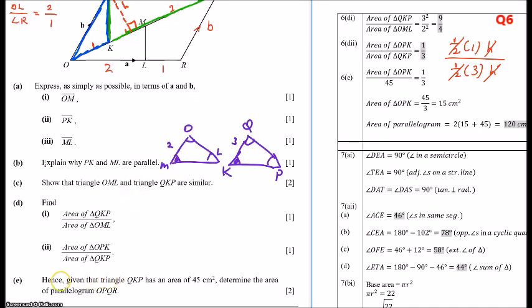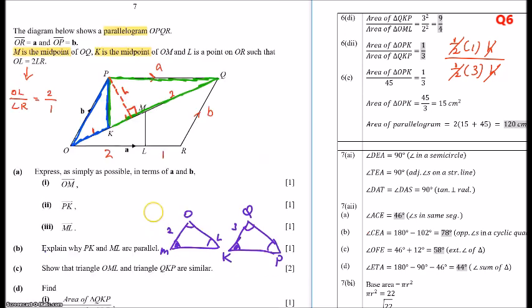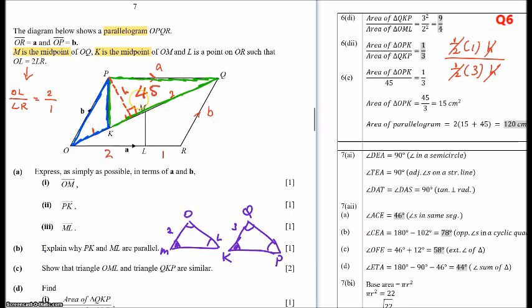Given this triangle QKP has area 45, determine the area of the whole parallelogram. So QKP, where is QKP? Let's go back here. QKP, okay, so this is the green triangle. So this is 45 cm square. We already know that the ratio between these two is 1 to 3, right? Which means that this is 15.